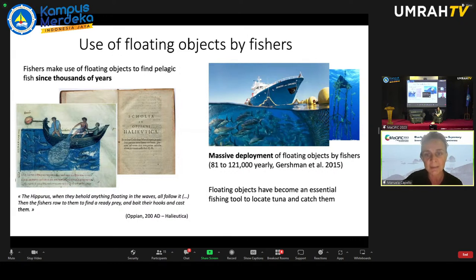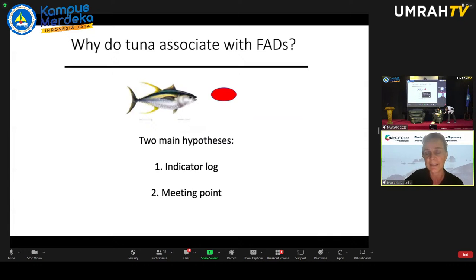And nowadays there is a massive deployment of floating objects by the fishers. We have hundreds of thousands of floating objects in the open ocean. And therefore, the floating objects have become an essential fishing tool, particularly for the tropical tuna fisheries. As I said, there is no clear explanation why tuna associate with FADs or, more generally, floating objects, but we have two main hypotheses. The first is the indicator log, and the second one is called the meeting point. So I will explain these two hypotheses.